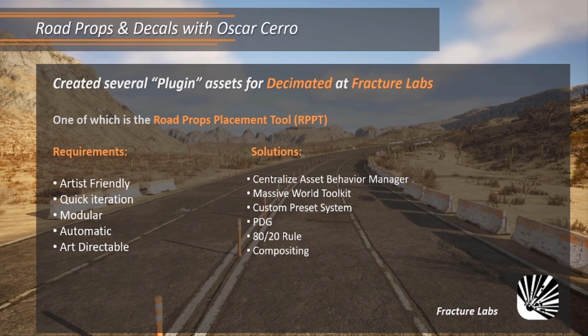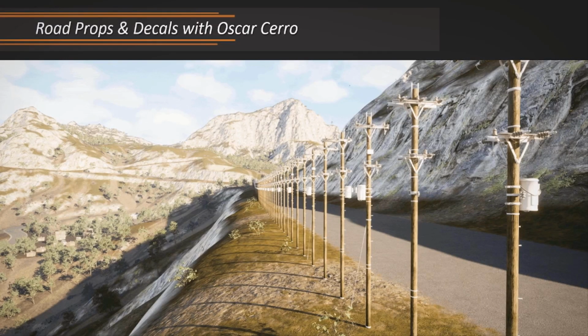These tools follow the 80-20% rule. The tool handles the 80% of the workload, allowing artists to focus on the remaining 20%, which is the creative process and final touches. And of course, we provided solutions to assist with the remaining 20%, such as the compositing system. And now let's dive into the RPPT.